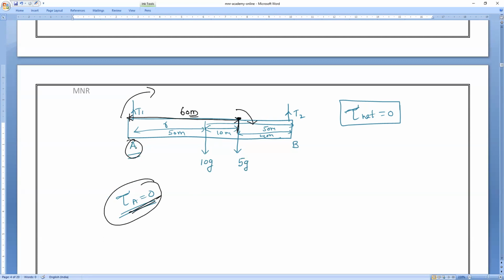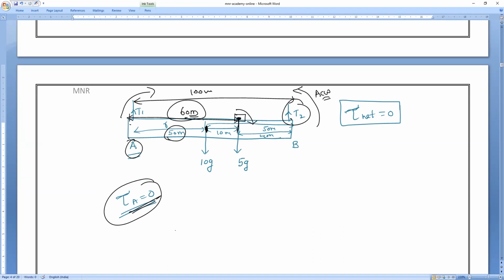So from point A, the center of mass is at how much distance? Everybody, please respond. 50. From point A, the extra mass is how much distance? 60. From point A, tension T2 is at how many meters? 100. Understanding? That is what you have to remember.